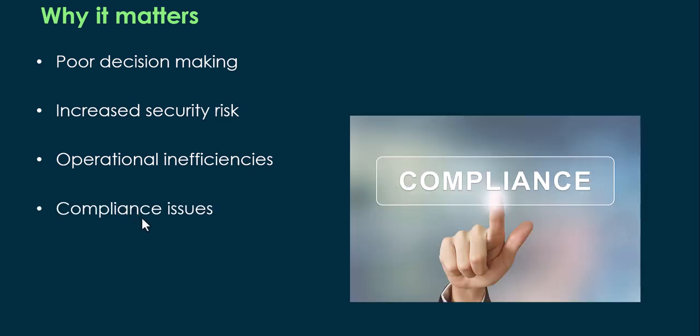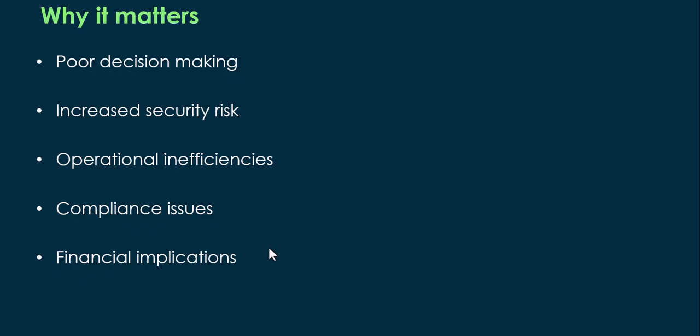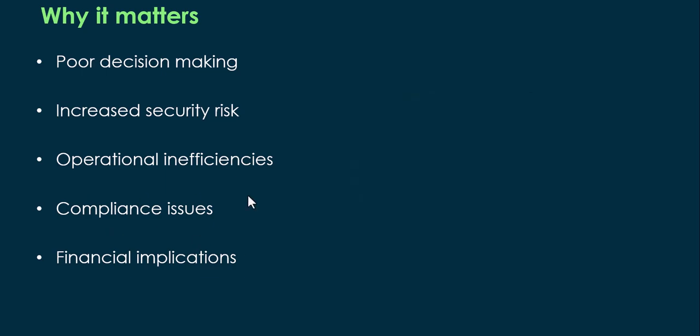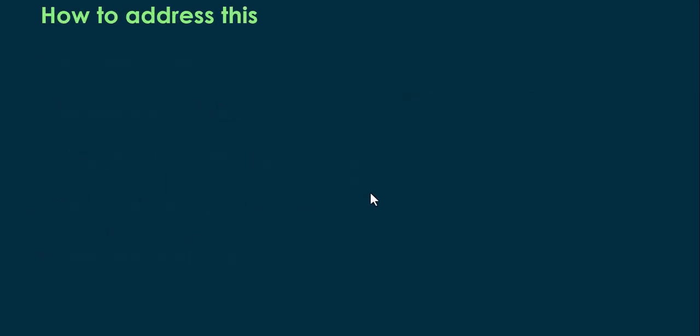Compliance issues. Failing to track assets and their configurations can lead to non-compliance with regulatory requirements, internal policies, software publisher or vendor terms and conditions, etc. And a direct consequence of compliance issues could be a financial implication. So misunderstanding asset usage can lead to unnecessary software license purchases, hardware refresh costs, or even the loss of equipment. So how can we address this? A few points to go over.